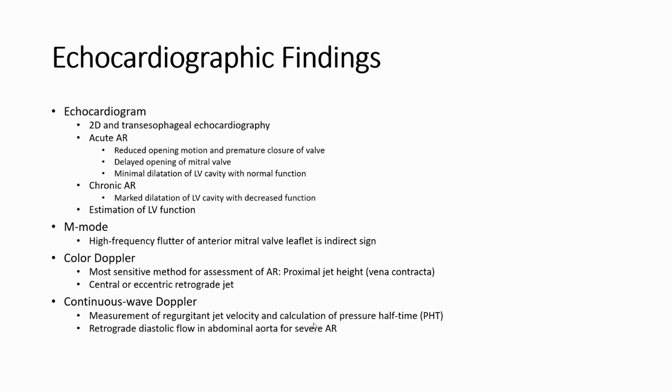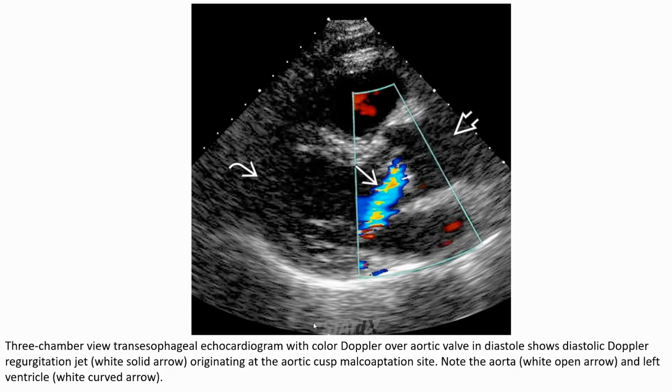In color Doppler, the most sensitive method for assessment of aortic regurgitation, we see a central or eccentric retrograde jet. Continuous wave Doppler measures regurgitant jet velocity and calculates pressure half time. Retrograde diastolic flow in the abdominal aorta indicates severe aortic regurgitation.